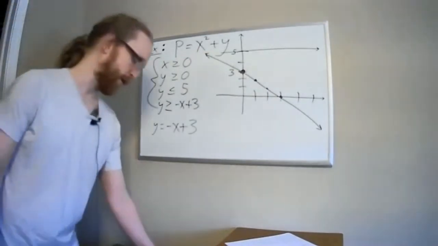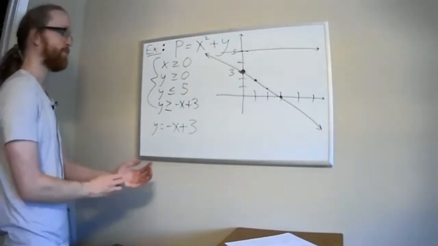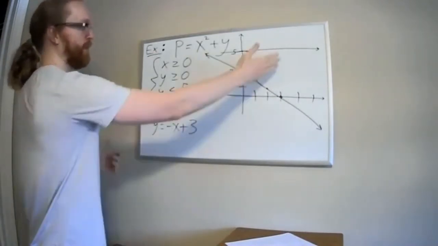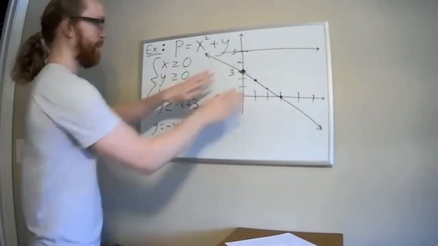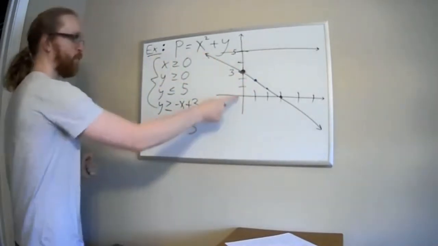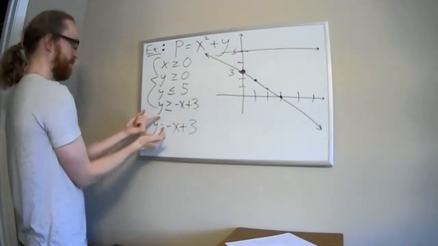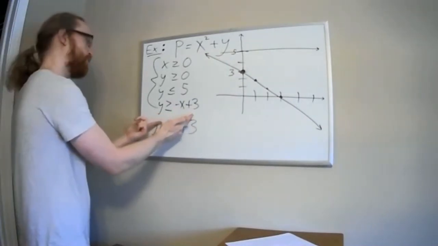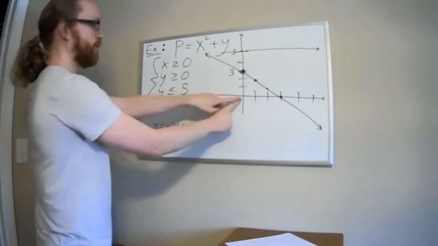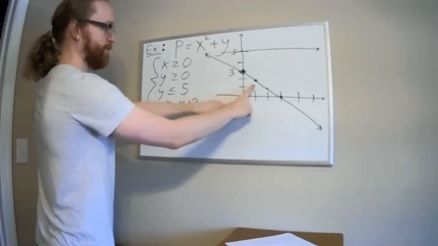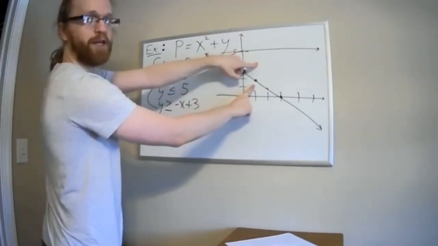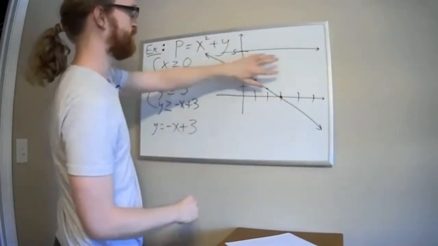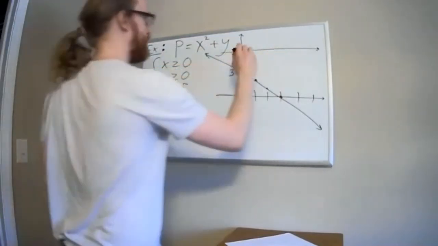Now, the final question is, where do I shade with that last one? If you test a point not on this line, it turns out I'm going to shade above this line. Let's test the point 0, 0. If I put in 0, I get 0 is greater than or equal to 3, which is false. Since 0, 0 was below the line and I got a false statement, I should instead shade above the line. So I'm shading above this line, between these two, and to the right of this one. So I'm shading this region here. That is my feasible set.